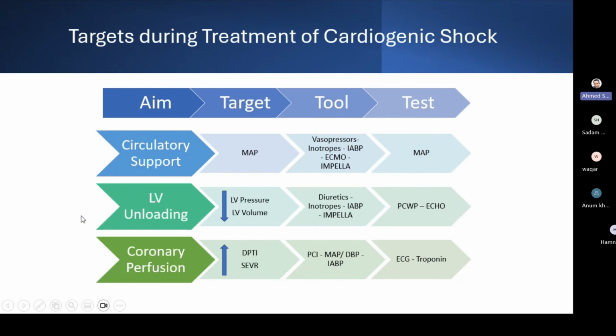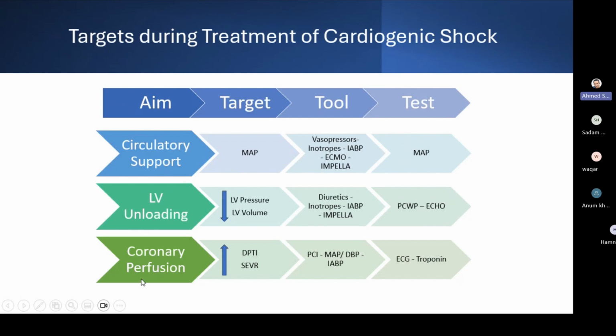And if you are targeting to unload the left ventricle, you have to decrease the left ventricle pressure and left ventricle volume. And you can do this by introducing diuretics and inotropes. And you can use the help of the intra-aortic balloon or Impella. Both of them will be able to decrease the LV distension and provide LV venting. And during that, you can monitor the patient by the pulmonary artery catheter using the pulmonary capillary wedge pressure measurement, and also you can use the echo in order to assess the diastolic function of the heart.